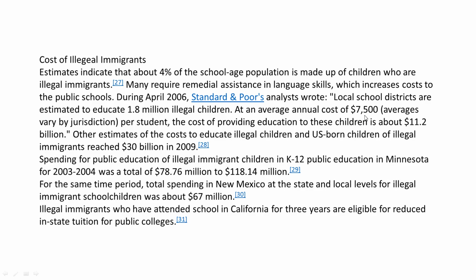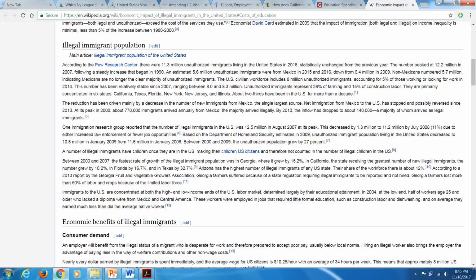These are Wikipedia references. The cost of providing education is around 11.2 billion, but these are older numbers, much older numbers. Now we'll get into California numbers very soon. The cost to educate illegal children and US born children of illegal immigrants reached 30 billion in 2009. And then there is spending from a few states which you can read more about.